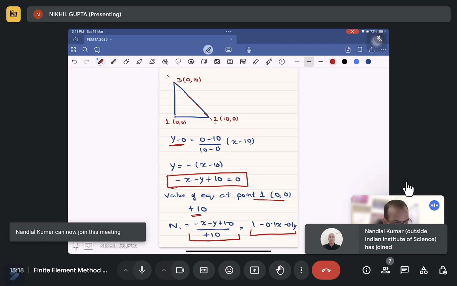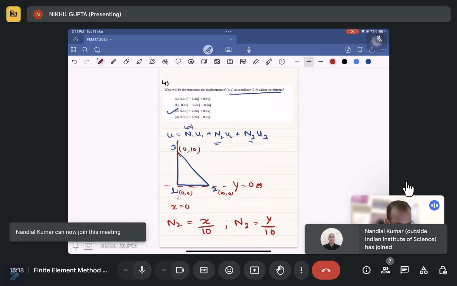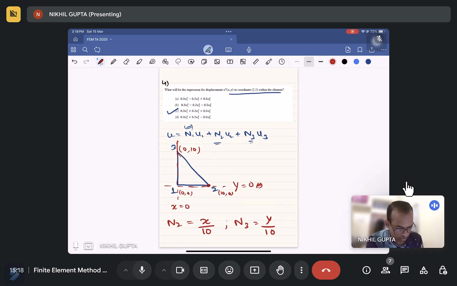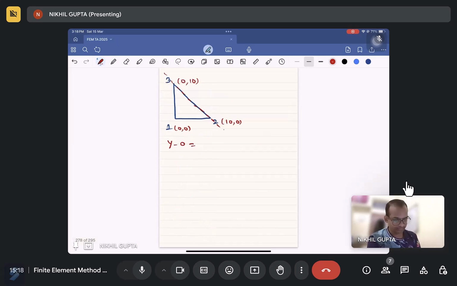Similarly, for N2 and N3, I have done the same thing. For 2, you have to cross the line by this. So this is the line. For 3, you have to cross this line. The equation is fairly simple, which is y equal to 0 and x equal to 0. The amount 10 comes from putting in the values and normalizing. Is it fine? Clear? Yes. Okay.